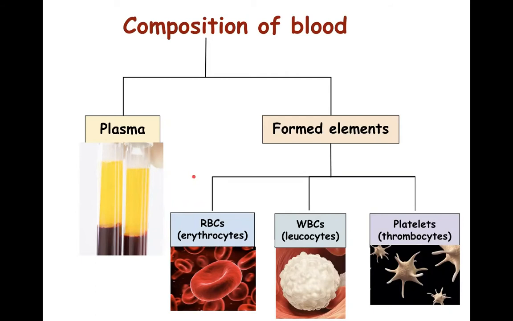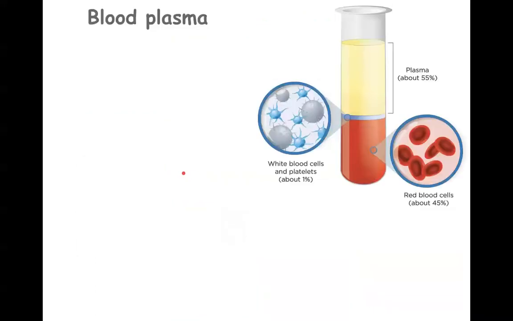So let's start. Plasma is the liquid part of the blood. It forms roughly 55 to 60% of the blood. When blood is allowed to clot in a test tube, the RBCs, WBCs and platelets settle down. The liquid part which remains above is called plasma. This plasma is alkaline in nature, and it is this plasma which is responsible for the pH of blood.